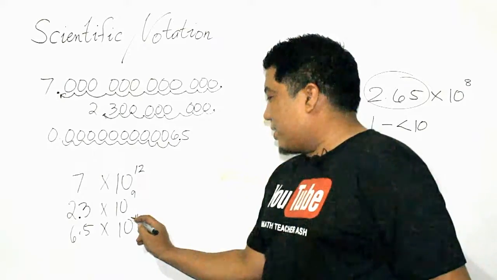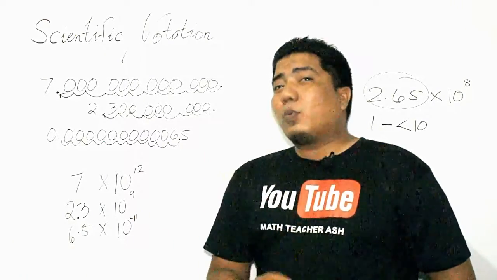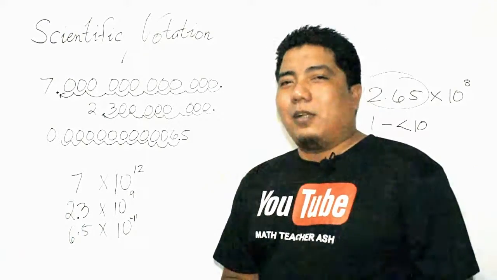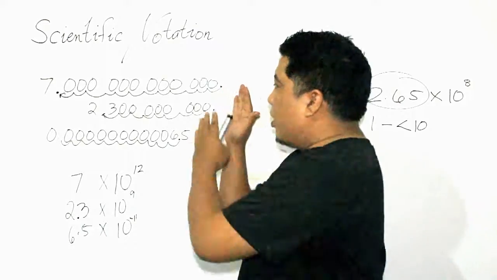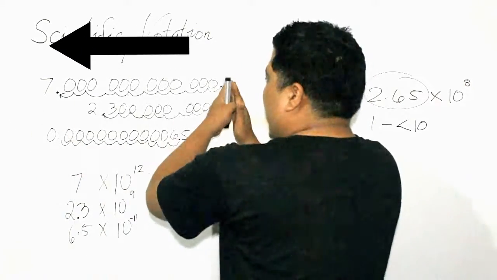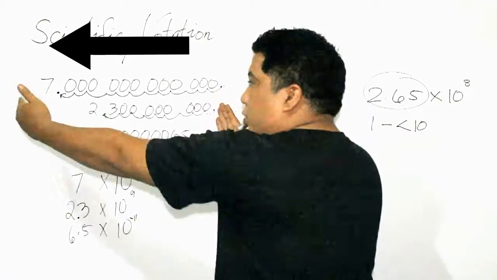But that is negative. Now, you may be asking me, Sir Ash, why is it negative? This is the rule, my dear math learners. If your decimal point is moving to the left, it is moving to the left. From its original, it moves to the left.